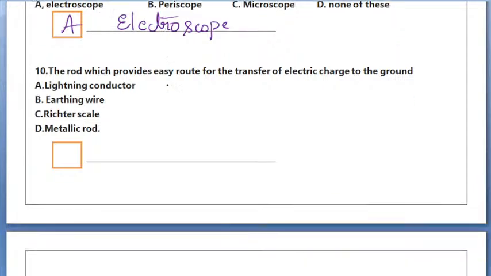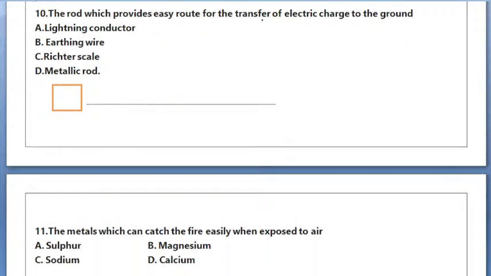Next question, number 10. The rod which provides an easy route for the transfer of electric charge to the ground is. So this question I have asked in three different ways in the past four question papers.